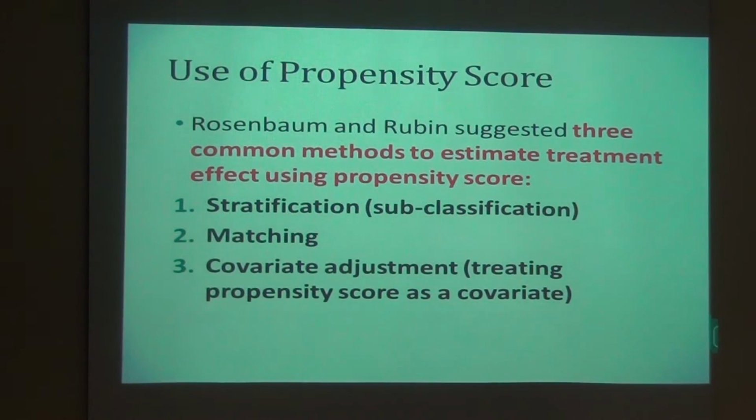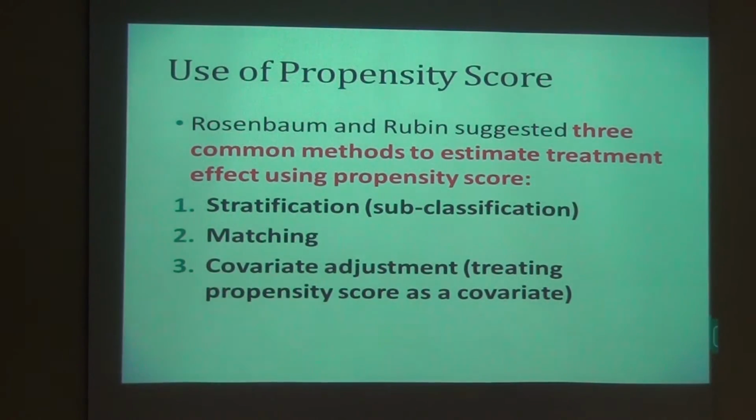The other one, the most commonly used, is called propensity score matching. Another is covariate adjustment, treating the propensity score as a continuous covariate. Some newer approaches use matching plus adjustment for the covariate, because when you match, you cannot match the exact number. Propensity scores are from 0 to 1, and they're only close, okay? So some people further adjust for it as a covariate.